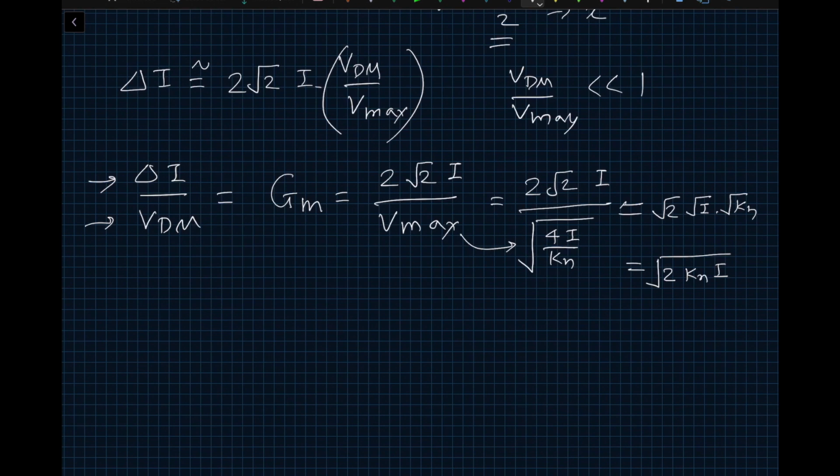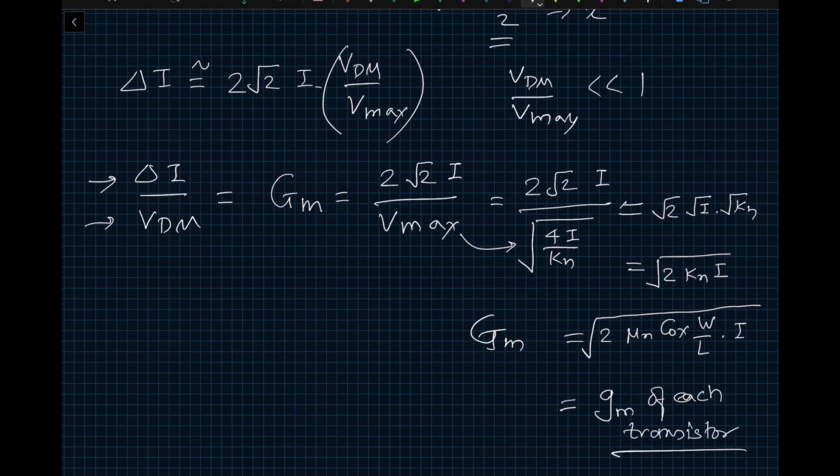What is this value then? The square root of 2 Kn I is equal to the square root of 2 mu n C ox W by L times I. So the GM of the whole differential pair is equal to the GM of each transistor. That's the key revelation out of these equations: the slope at origin comes out to be GM of each transistor. You would use that when you do further analysis using this differential pair. I will stop right here.